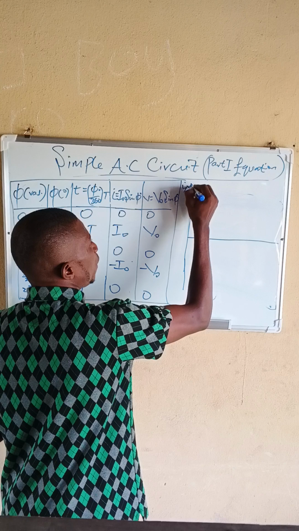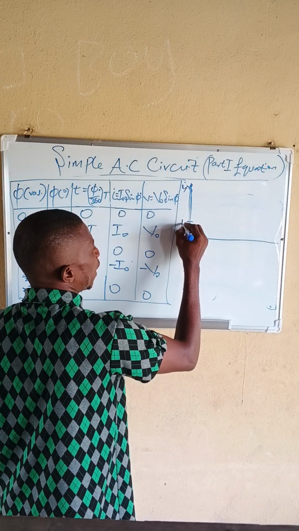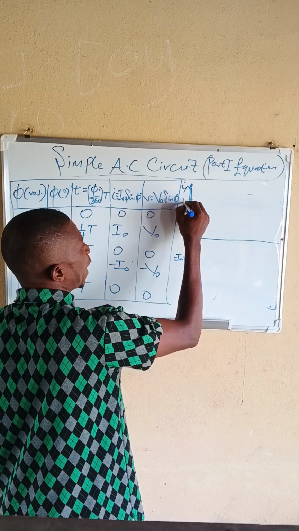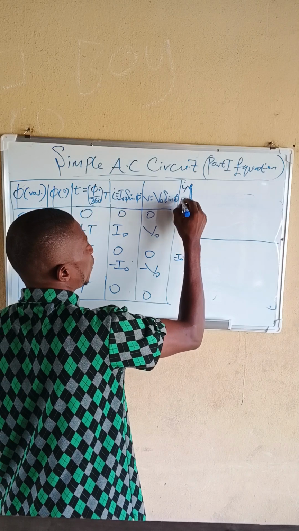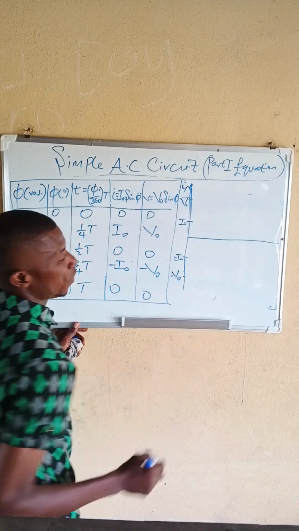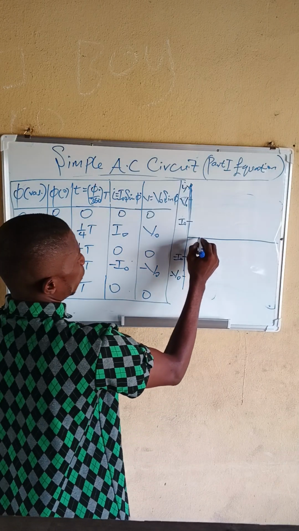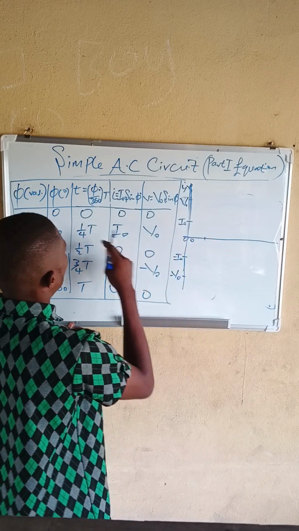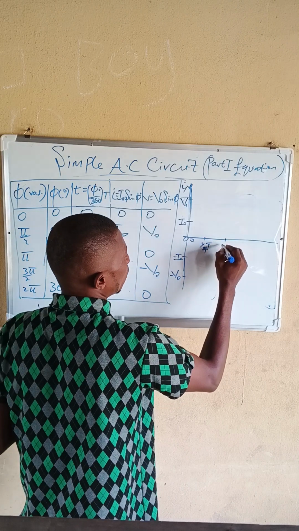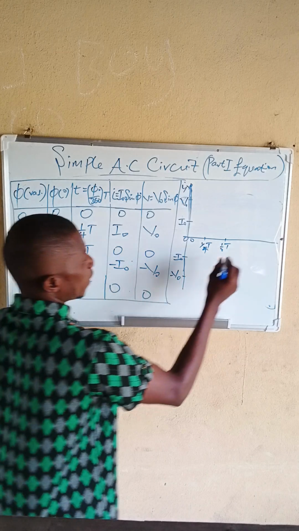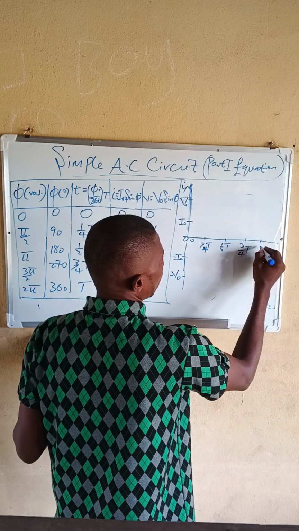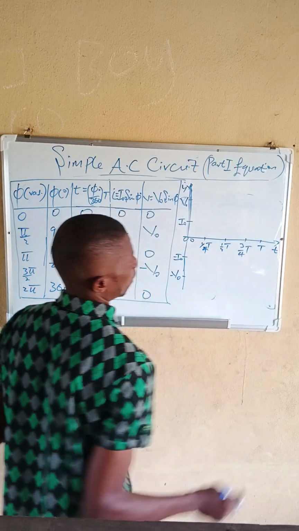So this is I and V. I can call this place I naught, call this place negative I naught. I'll call this place V naught. I'll call this place negative V naught. So this place is 0, 0. Then I have 1/4 T here, half T here, 3/4 T here, and T here. And this is the T axis.